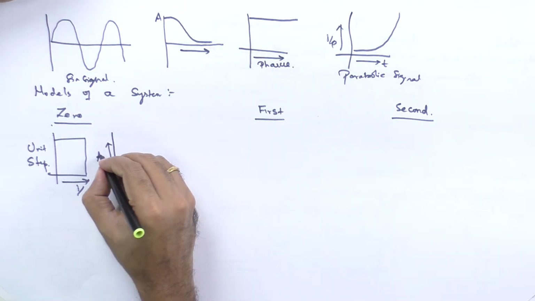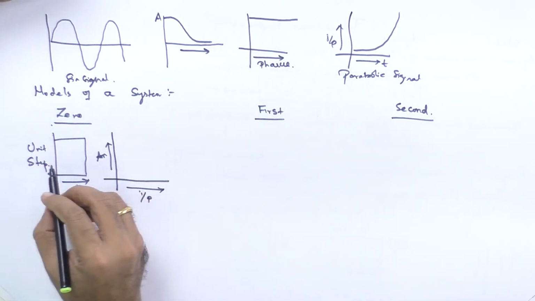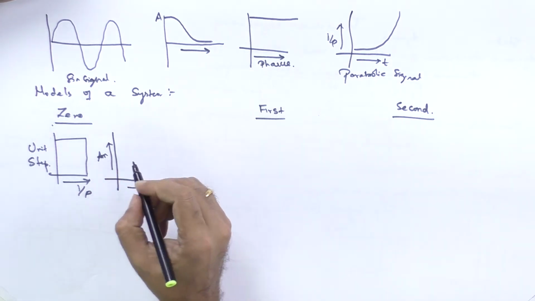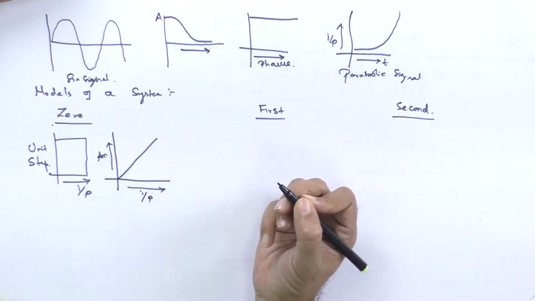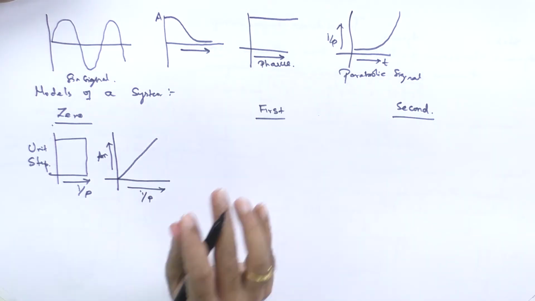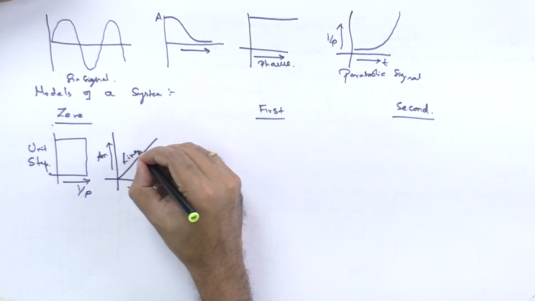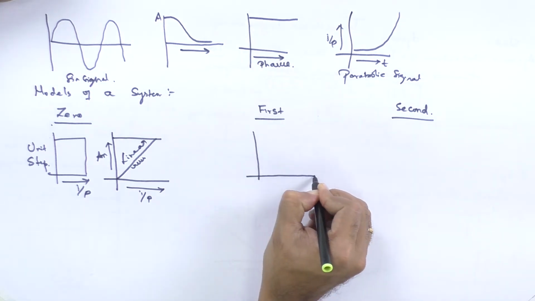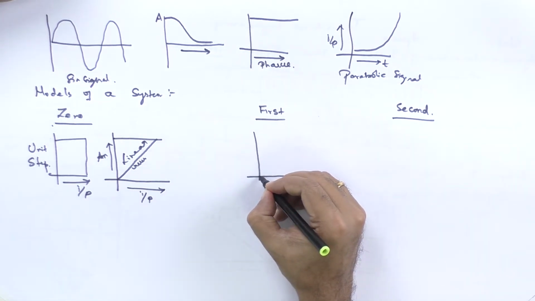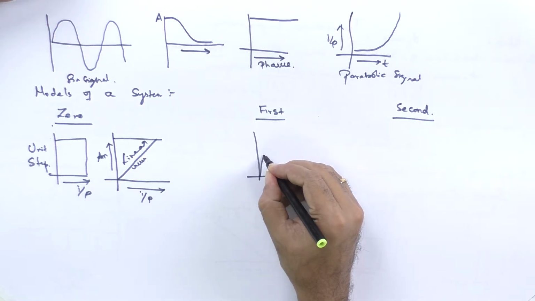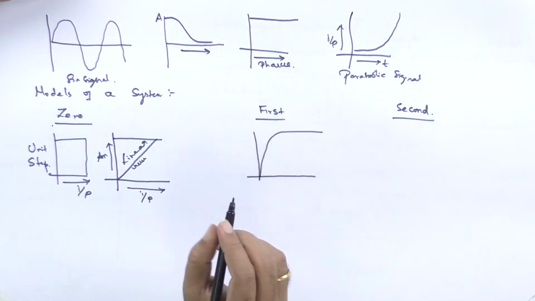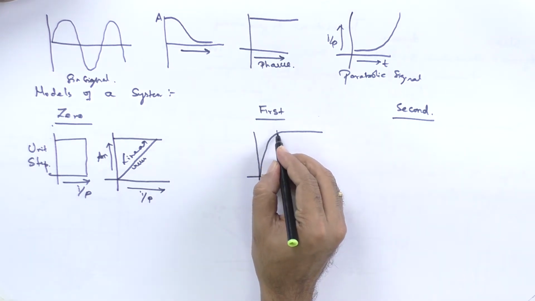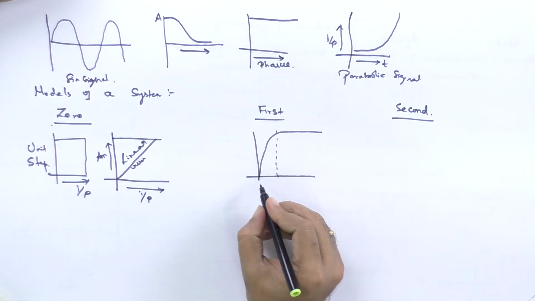Okay, this is the amplitude. When you give the unit step input, immediately there will be a response. It will be typically linear, but for a first order system, when you give a unit step response, it will be something like this. This is the delay that has occurred.